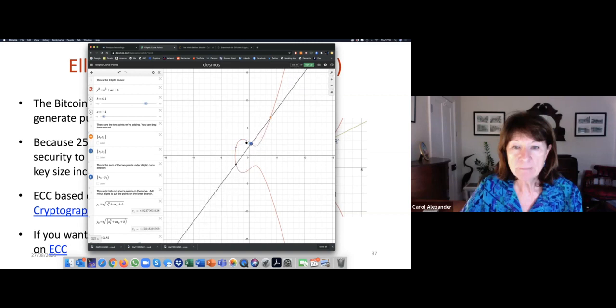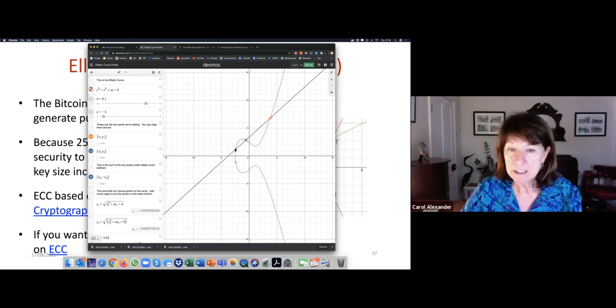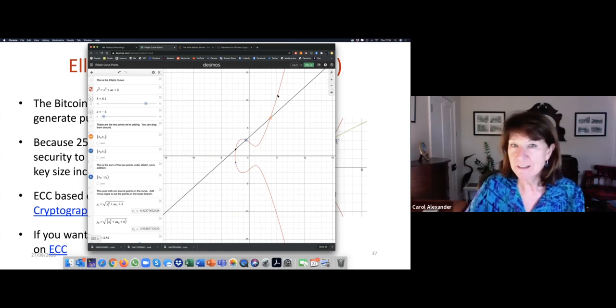Okay, and then this blue dot is where the sum is. So this point plus that point equals this blue point. And what you do is you take the line through them, intersect it again, and then reflect it. That's the point addition. And point doubling is also explained if you're interested in looking at that.